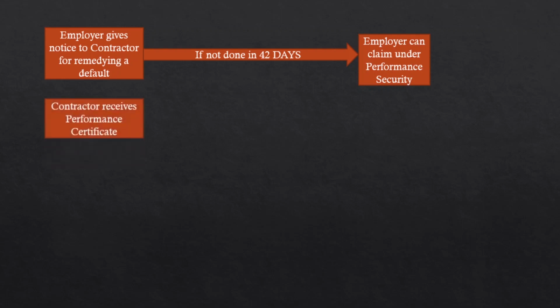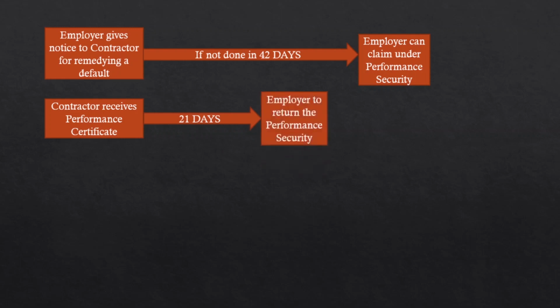The contractor will receive the performance certificate. Once he receives the performance certificate after the work is completed, within 21 days the employer needs to return the performance security.